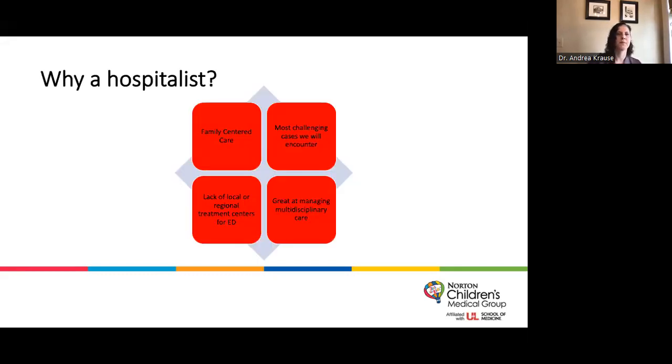So, as far as how I fit in as a hospital-based pediatrician, it actually ends up being a good fit for these reasons. As a hospitalist, and most pediatricians are used to practicing family-centered care, involving the family, shared decision-making, and open lines of communication. Eating disorder patients are some of the most challenging cases that I have encountered in my 15-year career, and it's striking to me how that stands out in my memory. And then specific to Kentucky, we don't have that local or regional treatment center for eating disorders. So that's been lacking this whole time. And as hospitalists, we tend to be really talented at managing multidisciplinary care, which is really what a patient with an eating disorder requires.